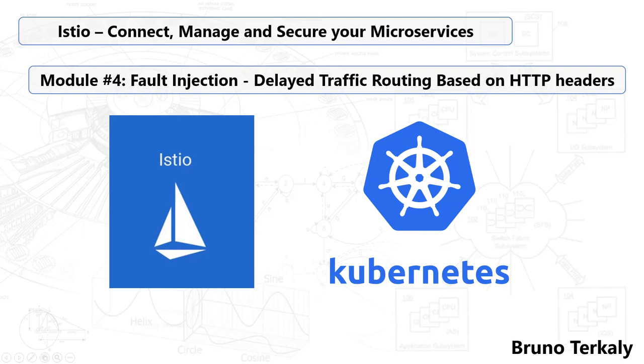This is a module about Istio. It's about Kubernetes. It's module 4. It's about fault injection. Ultimately, it's about preventing a poor user experience because of slow responding services. So it's about intentionally delaying traffic routing so that we could test the performance of our applications.